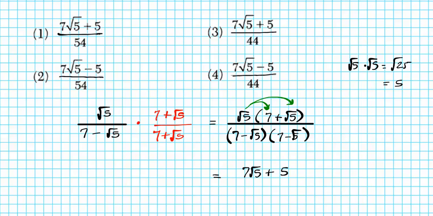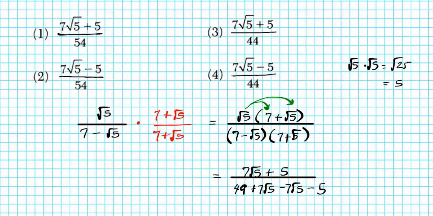Now in the denominator, you're going to FOIL it out: first, outer, inner, last. So we're going to have 7 times 7, well, actually, I made a mistake here. This is supposed to be a plus, because we have a plus here and a plus here. Okay, perfect. So 7 times 7 is 49. And then 7 times positive root 5 is plus 7 root 5. And then minus root 5 times 7 is negative 7 root 5. Plus root 5 times minus root 5. Minus times plus, the signs are different, so you have a minus. Root 5 times root 5 is root 25 again, which reduces to 5.